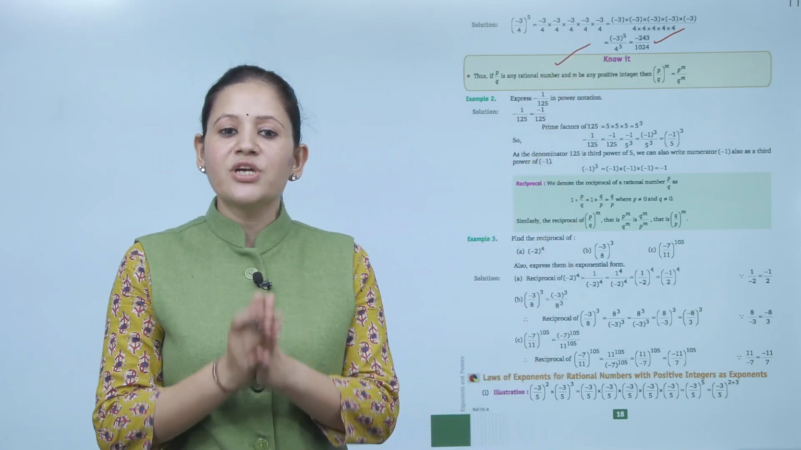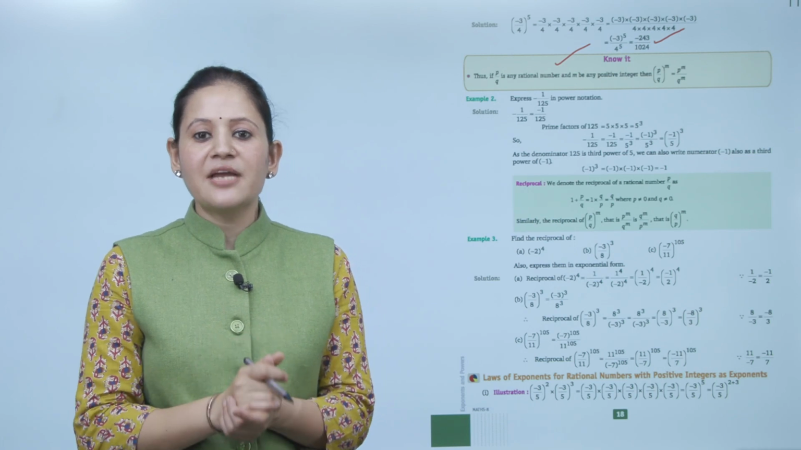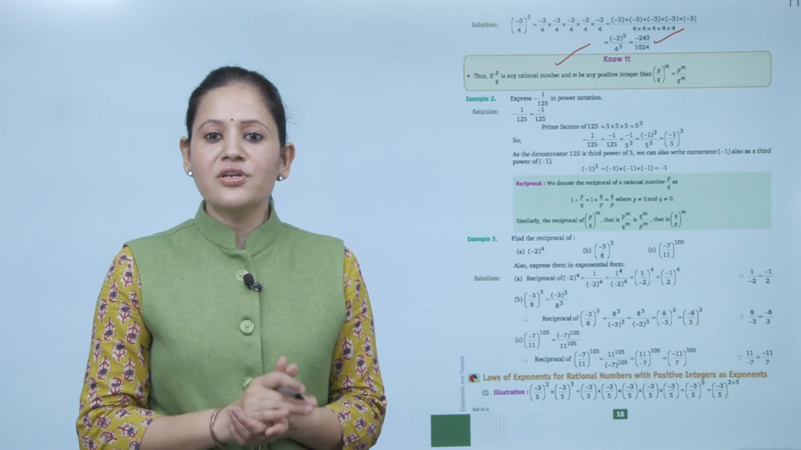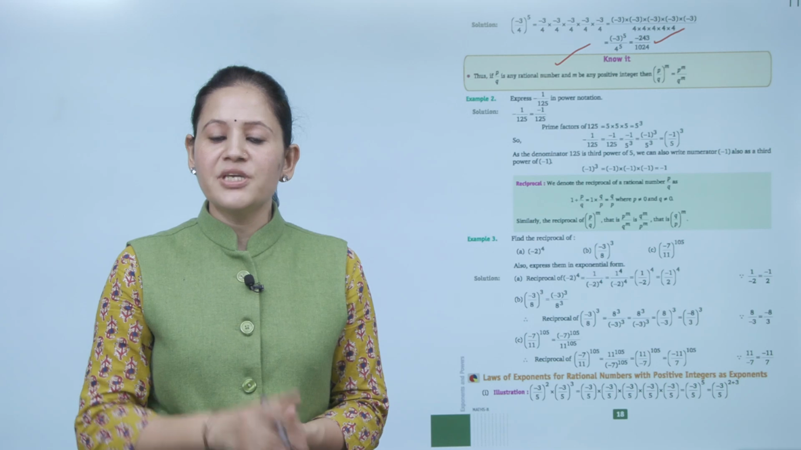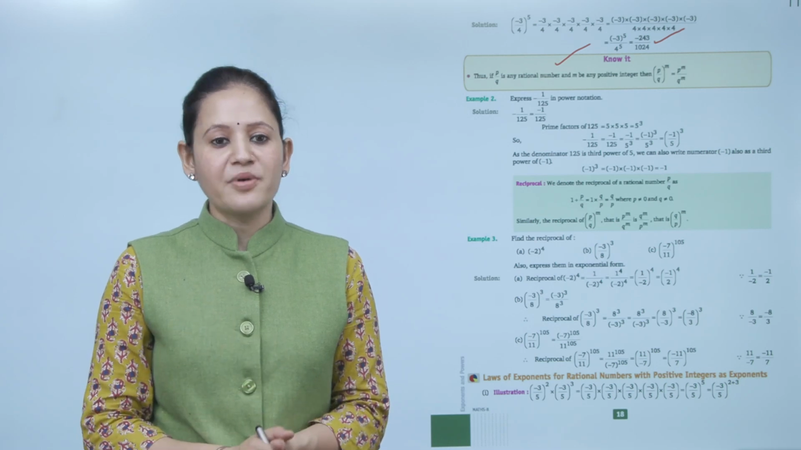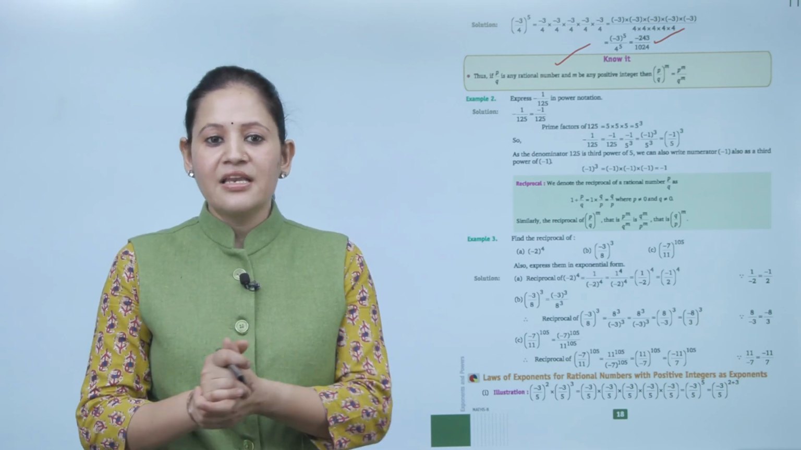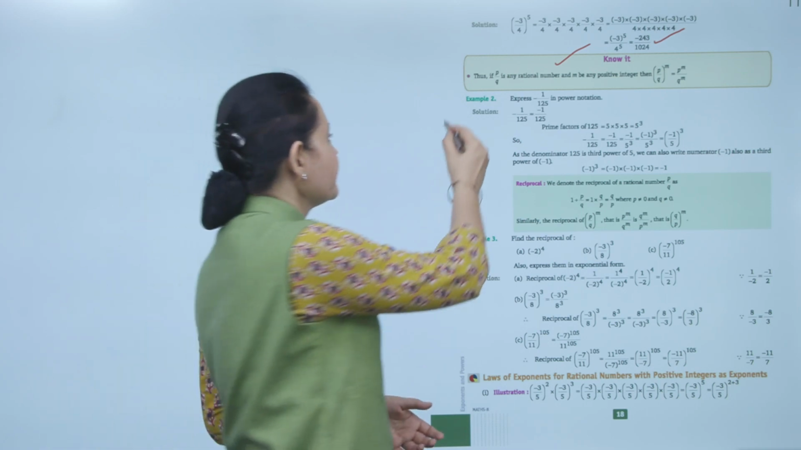Thus, if p by q is any rational number and m is a positive integer, then p upon q to the power m is equal to p to the power m upon q to the power m. Clear? Next, we will take an example here.